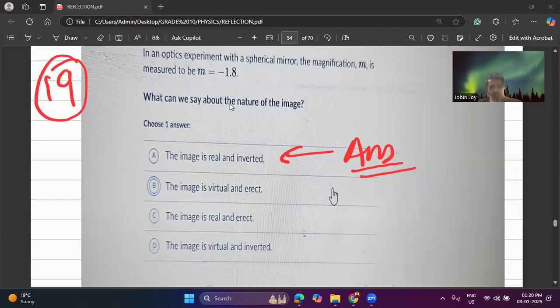Here the magnification is M equal to minus 1.8. Negative indicates that the image is inverted. So the image is real and inverted.